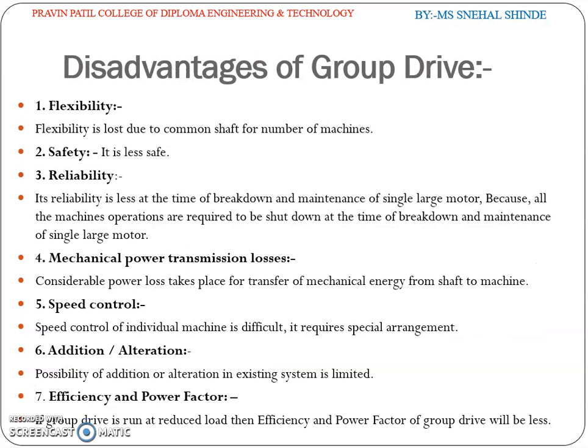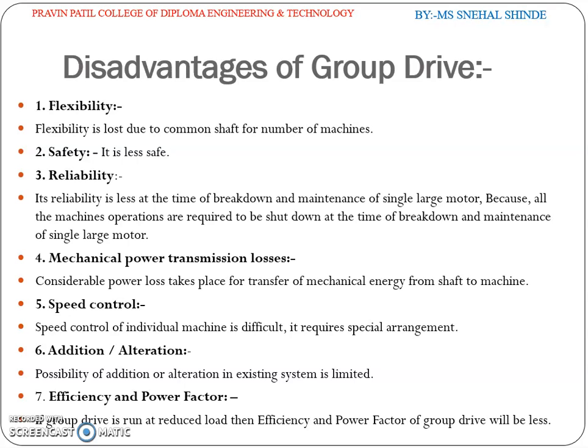Disadvantages of the group drive. Flexibility is lost due to a common shaft for a number of machines. Safety, it is less safe. Reliability, it is less reliable at the time of breakdown and maintenance of the single large motor, because all the machine operations are required to be shut down at the time of the breakdown and maintenance of a single large motor.